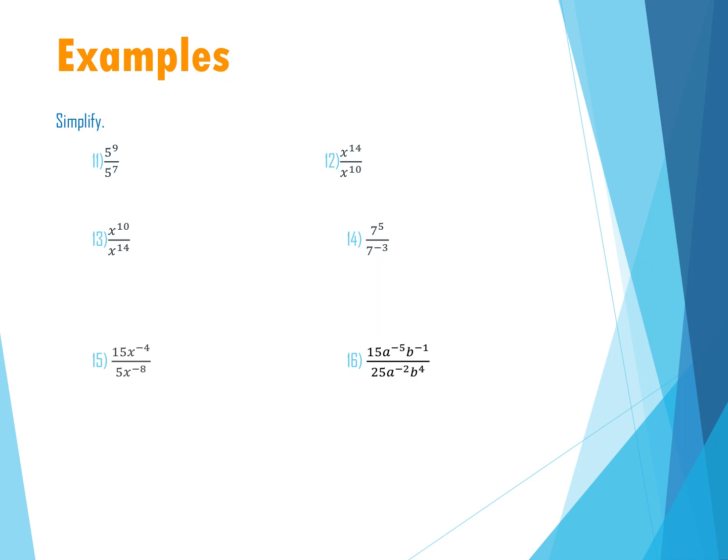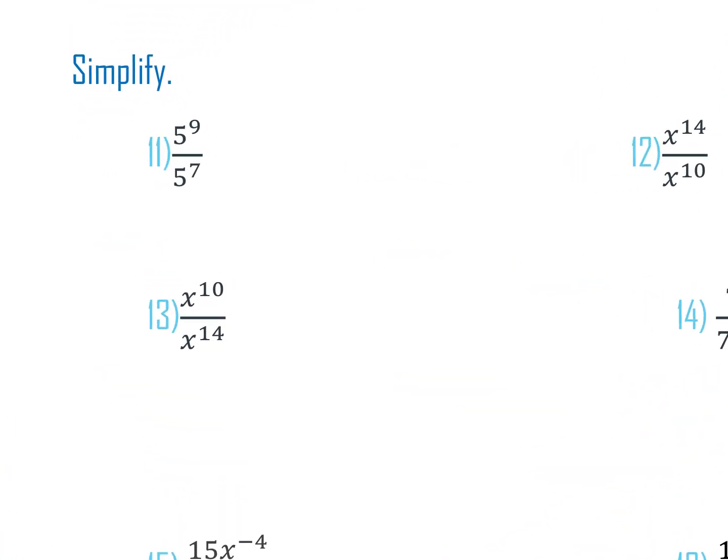So here's some more examples. So again, we're going to check to see if the bases are the same, which they are. So here, all I have to do is I'm dividing, so I keep the base the same. I take those exponents and subtract them. 9 minus 7 is 2. And then I'm going to evaluate 5 to the 2nd power, or 5 squared, and I get 25.